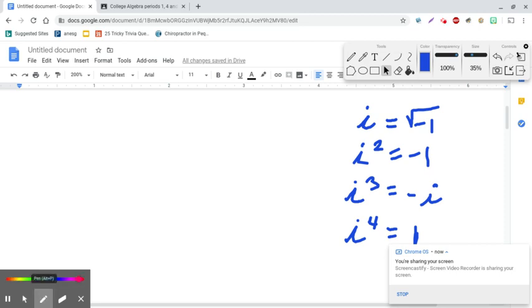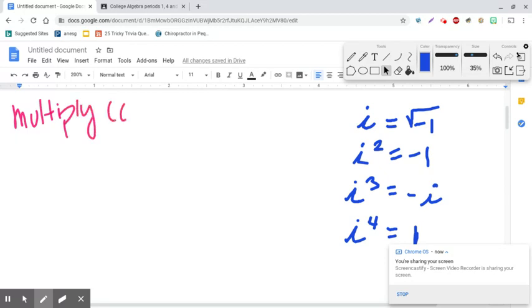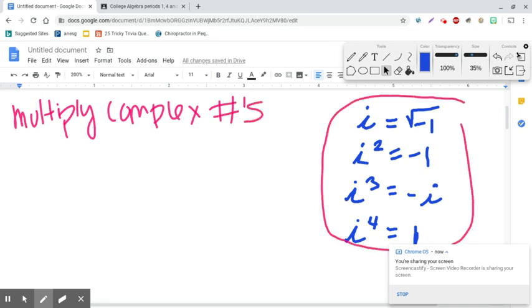Today we are going to multiply complex numbers. Alright, so we're going to continue to use this I chart over here.